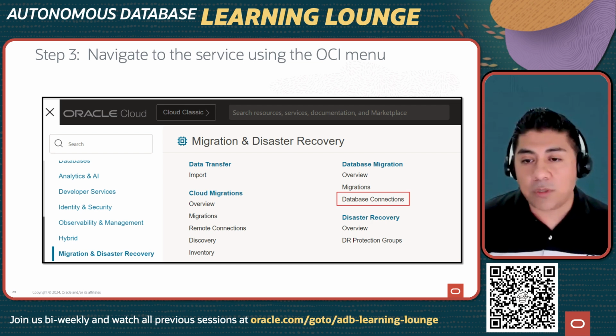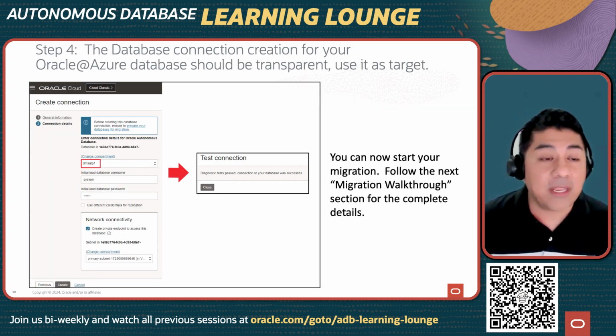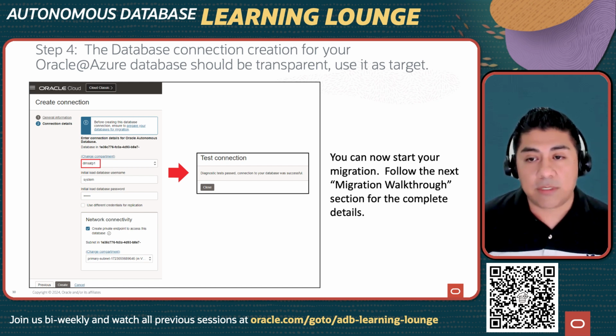Once you have this, it's going to be basically the same pattern that you do when you have an OCI database. You go to the database connections and you are able to register your database as if it were, I don't know, on-prem or within OCI. It is transparent for the service once you complete the prerequisites. Okay?